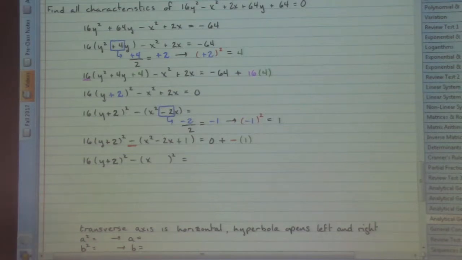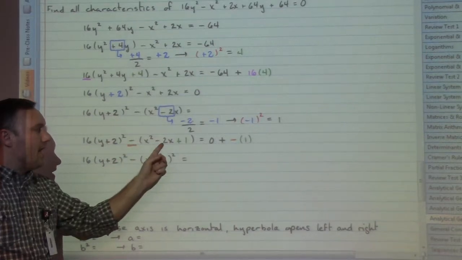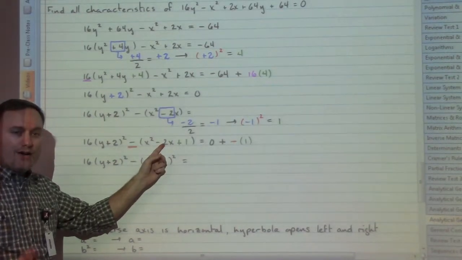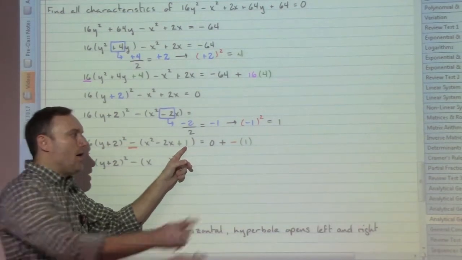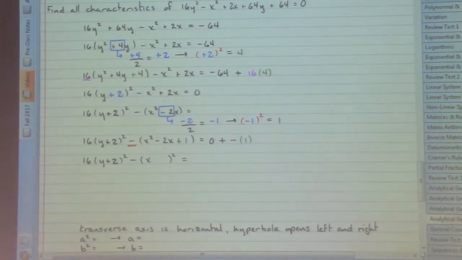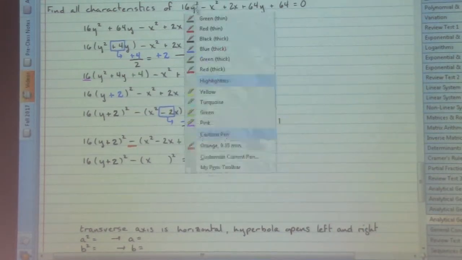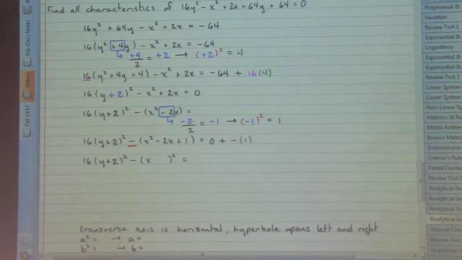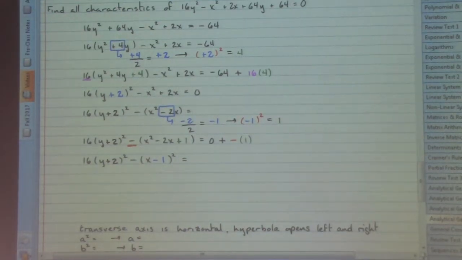Again, if you think of this in terms of distributing, minus x squared, I already had that. Minus a negative is plus 2x, I already had that. Minus a 1, I didn't have that, and so I'm going to have to put in a minus 1 on the right-hand side to balance things out. What that means for us in the set of parentheses is that we would have an x minus 1 parentheses squared, and then over on the right-hand side we get a negative 1.